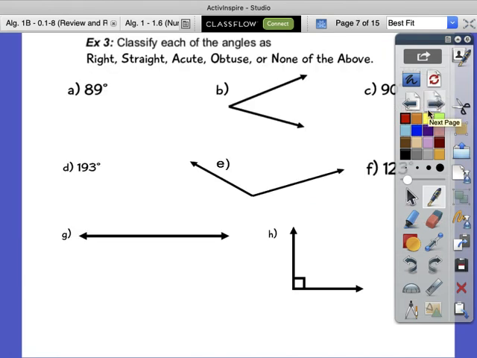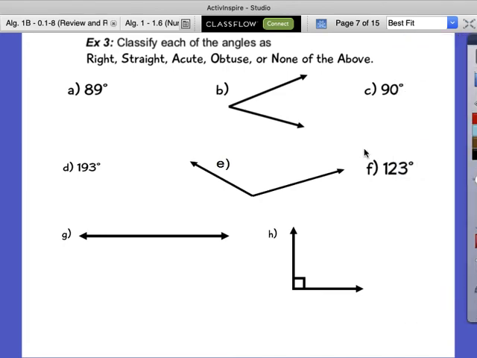Ryan, pick a color. Green. Okay. It was rejected earlier, but I'm happy you picked it now. So letter A, 89 degrees. Would this be a right angle, a straight angle, an acute angle, an obtuse angle, or none of those? Acute. It would be acute because it's between 0 and 90.